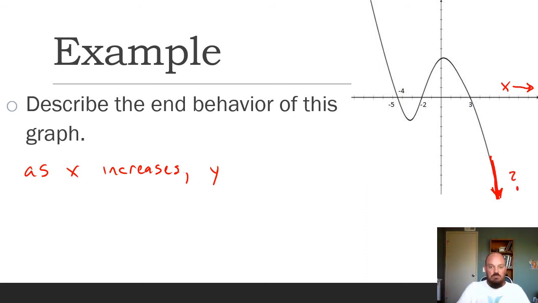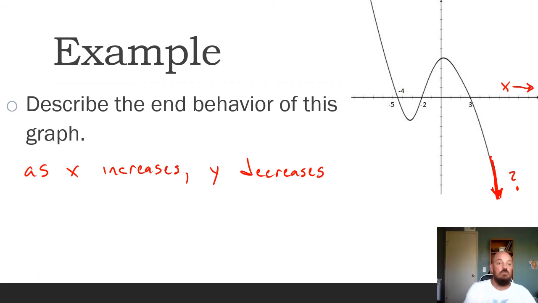Now that end of the graph is pointing down. Down means decreasing. And that's the answer to the question. As x increases, y decreases. And you've just described half of your end behavior, the right end behavior.